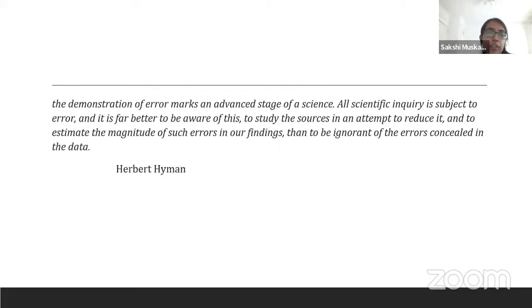So a very famous quote: the demonstration of error marks an advanced stage of the science. All scientific inquiry is subject to an error, and it is far better to be aware of this, to study the sources in an attempt to reduce it, and to estimate the magnitude of such errors in our findings, than to be ignorant of the errors concealed in the data. By Herbert Hammond.